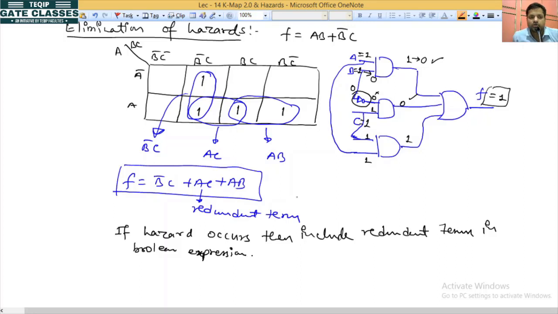Now we have done enough problems for K-map and implicants. In the next lecture we will start combinational circuits.